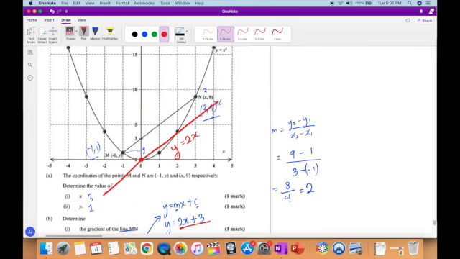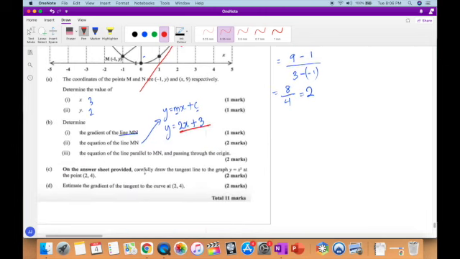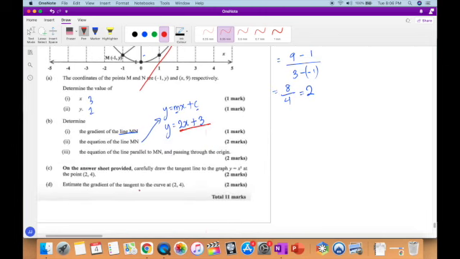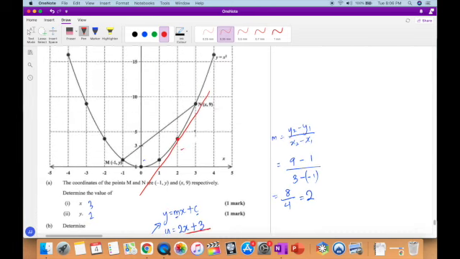Carefully draw the tangent line on the graph at the point (2, 4). I'll erase this. At the point (2, 4), that is this point here, they want a tangent line. And they say carefully draw it. I don't have a ruler and this thing is real shaky, so I'm going to carefully draw it there. And they want us to estimate the gradient. Estimate, not work out. Estimate the gradient of the curve at (2, 4).